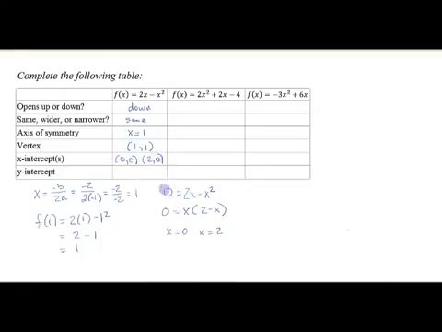And to find the y-intercept, I make the x 0, which is quite easy. We just put 0 in here, and all of that goes away, so we have the y-intercept 0, 0.